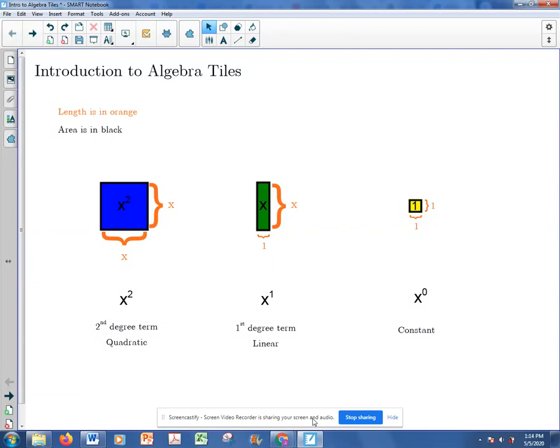Hello, Algebra 1. I'm going to try this Screencastify. I think I can get it. I have to do it in only 5 minutes, so I've got to go fast.